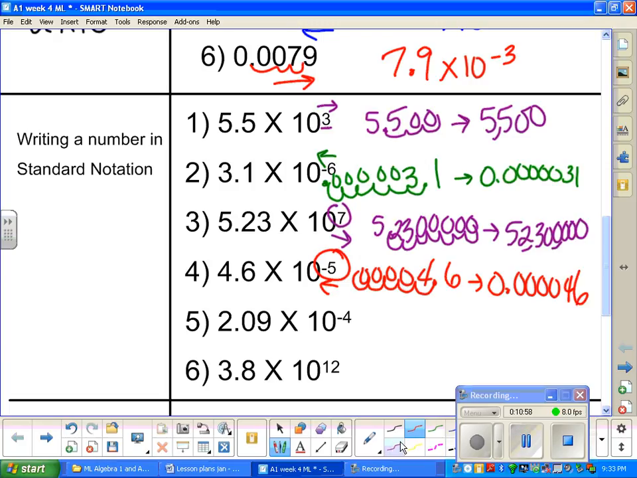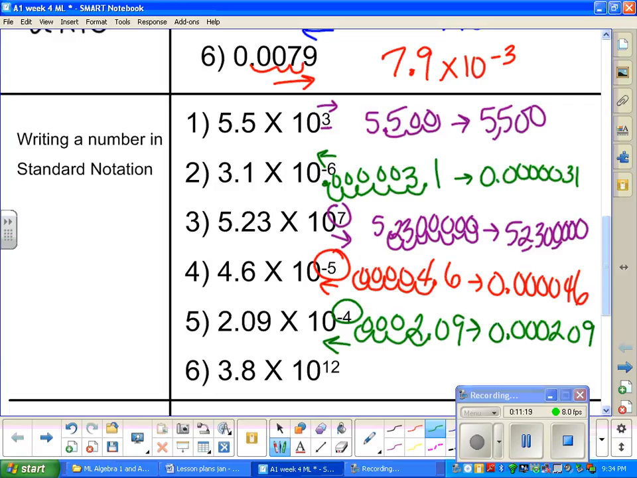Next one, negative 4, so again I'm moving to the left. I have 2.09. I'm going to go ahead and move it 1, 2, 3, 4. So I'm adding 3 zeros. When I write this, I copy the 3 zeros and then I make sure I put the 209. You don't round, you don't drop anything. Everything, you need to use all the numbers that are there.